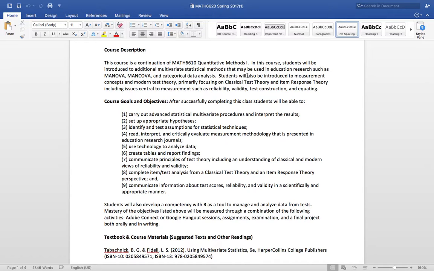The second part of the class is going to be a very thorough review of logistic regression. In quantitative research, or I should say in math ed research, in education related research, logistic regression is a technique that comes up a lot. So we're going to jump into it and learn far more than you probably ever cared to know about logistic regression. The third part is going to be classical test theory and item response theory.